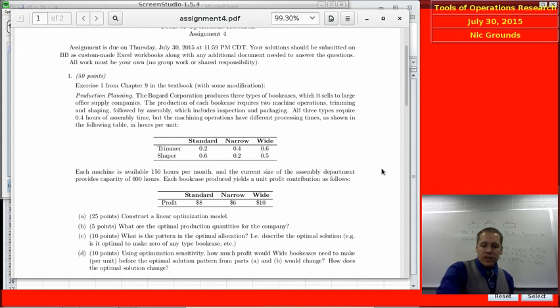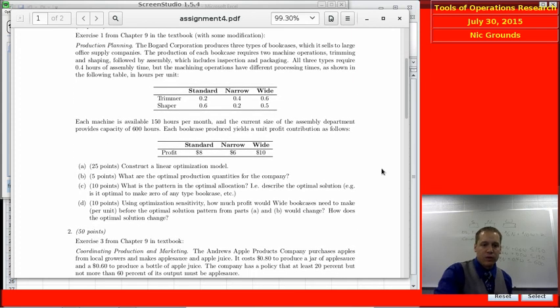Looking through the questions in the homework, so, well, not a question, but part A, construct the linear optimization model in Excel. Okay, we talked about how to do that. Question B, what are the optimal production quantities for the company? So maybe a little bit funny worded, but I'm just asking, how many standard, how many narrow, how many wide bookcases are made in the optimal case? When we've maximized our profit, what are the values found or chosen for S, N, and W, as we said?